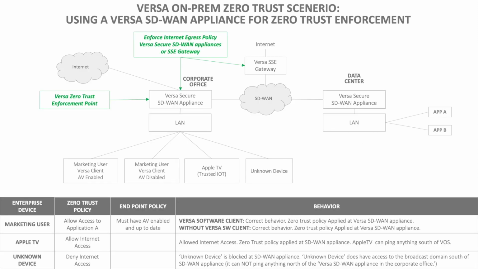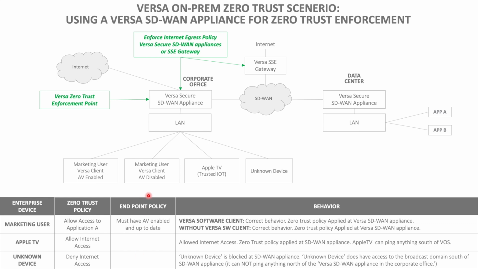So in this slide, we're looking at a Versa on-prem Zero Trust scenario using a Versa SD-WAN appliance for Zero Trust enforcement. And why are we doing this? Well, we do support applying Zero Trust policy at a Versa CSX switch, but it'll take a long time to replace all our edge switches with Versa CSX switches. So this is looking at the idea of using the Versa Secure SD-WAN appliance, which is a required appliance in each site, to also do Zero Trust enforcement.